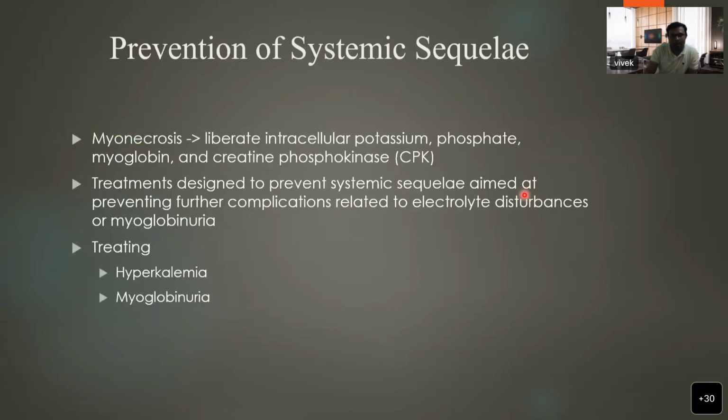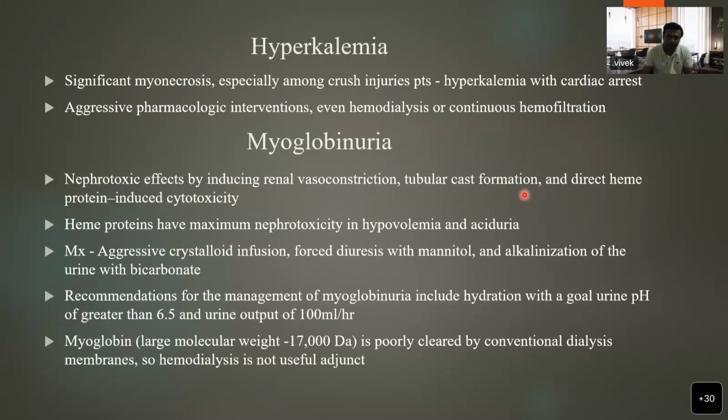Another thing is prevention of systemic sequelae. Myonecrosis is most prominently noted in compartment syndrome, which would liberate intracellular potassium, phosphate, myoglobin, and creatine phosphokinase. To prevent this, various measures are aimed at treating the complications related to electrolyte imbalance and myoglobinuria. This includes treating myoglobinuria and hyperkalemia.